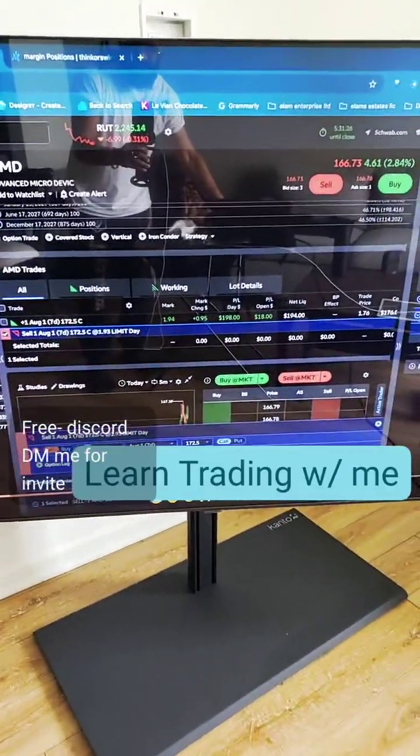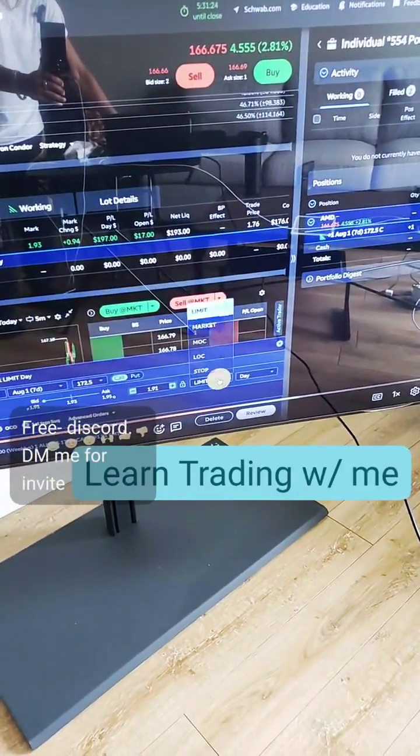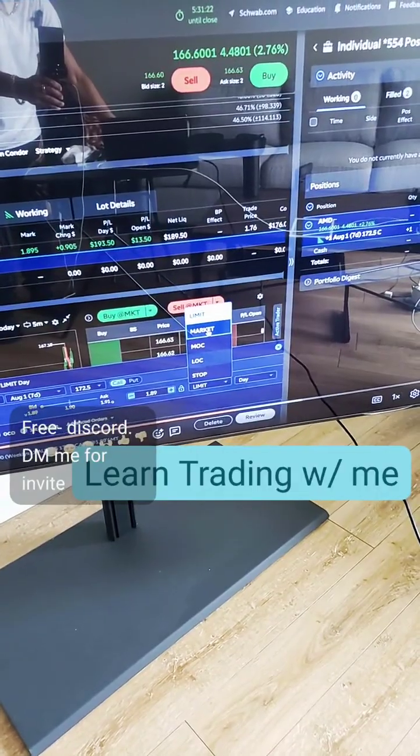But yeah, so let me click play. And then I'm going to switch that option that says limit to trail stop. I'm going to scroll up.